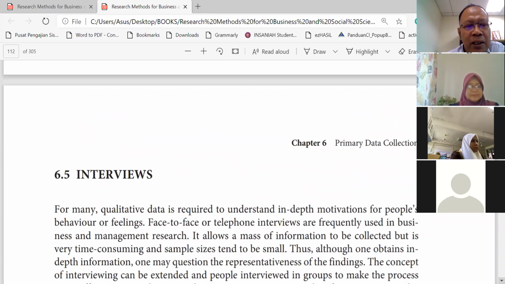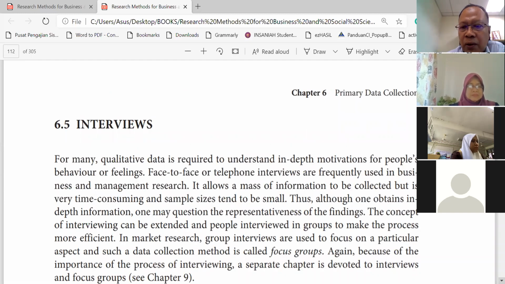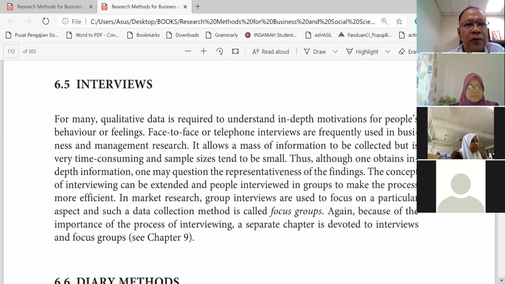Okay, next method is interviews. Interviews can be used for quantitative as well as qualitative research. For qualitative research, the researcher can interview the respondents face to face, or using telephone, or nowadays using Skype, Zoom, and other methods.